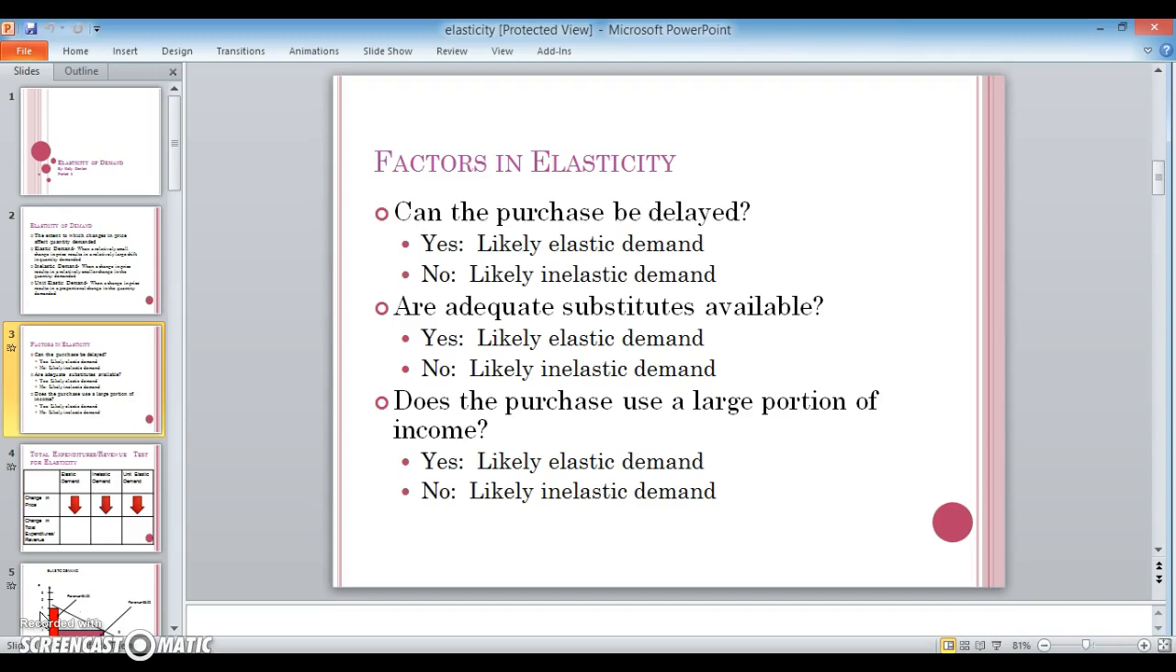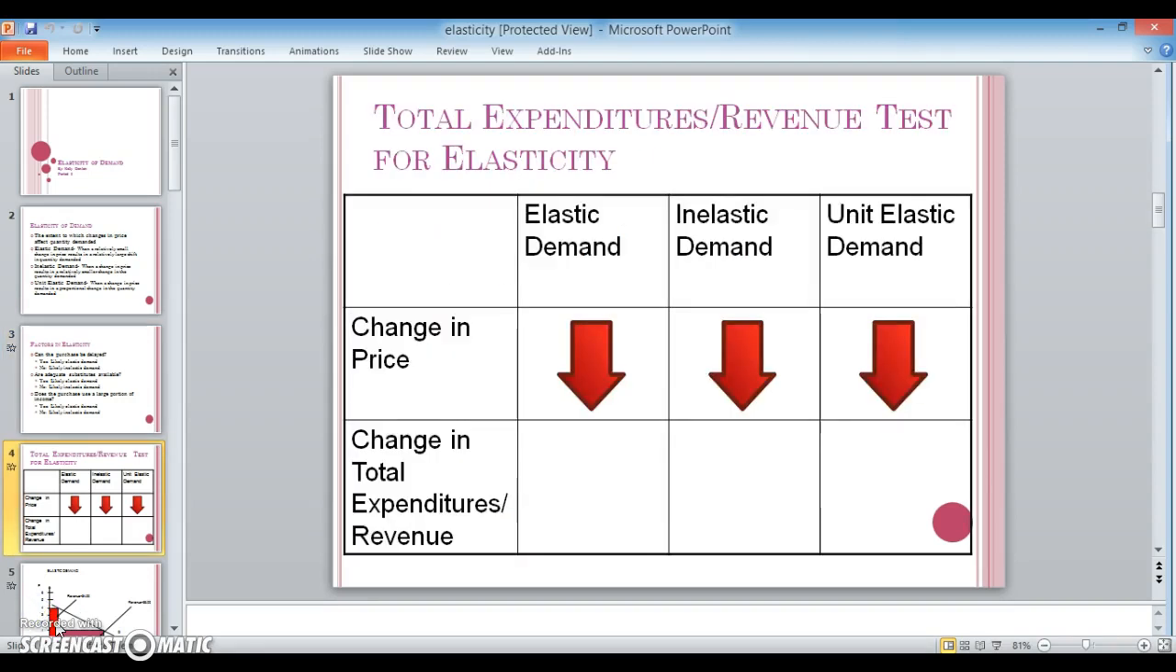If the purchase uses a large portion of income, then it is likely elastic. If not, then it could be inelastic. Now this is a matrix that shows the total revenue test for elasticity. There are three separate columns. One is for elastic demand, one is for inelastic demand, and one is for unit elastic demand.